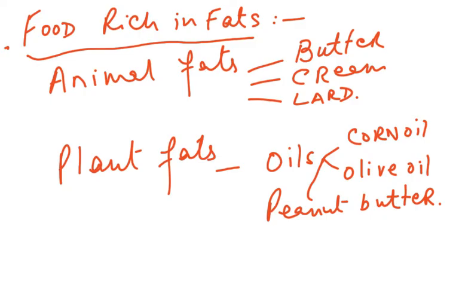Then foods rich in fats. We have animal fats like butter, cream, and lard. The fat which is in the meat, the layer of fat which accompanies the meat, and then plant fats, which are oils: corn oil, olive oil, peanut butter, almond oil. All these are different oils which are plant-based, and some, of course, are animal-based.